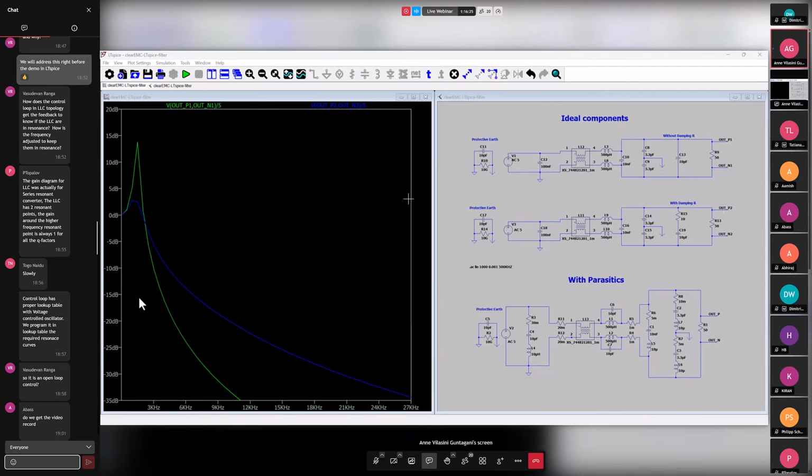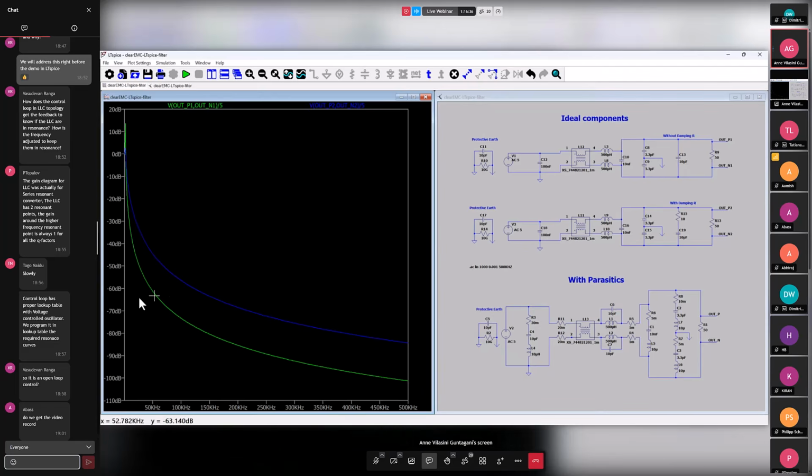Again, with this damping resistor, you're trading off the high frequency attenuation. The green one is without the damping resistor. You see that it's providing much better attenuation than the one with the damping resistor at high frequency. So again, it's something that you're trading for.